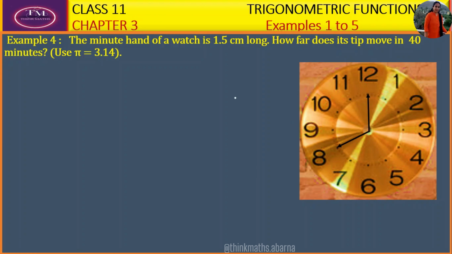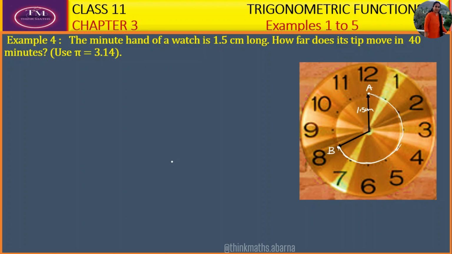So what is the data given? The minute hand of your watch is 1.5 centimeter, so the length of this hand is 1.5 centimeter. How far does its tip move in 40 minutes? In 40 minutes it goes here, so this tip is moving and comes to this place. Okay, it is at A. It moves 40 minutes means it comes to position B. So it moves in this way.